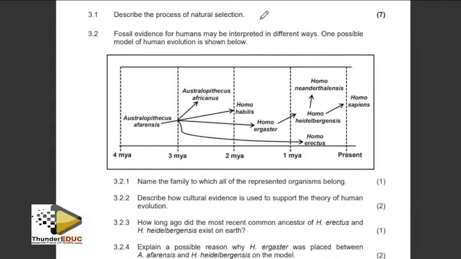Describe the process of natural selection. Now you see this one. You just explain. Now I explained it. You don't use any example. Yes. Okay. Now name. How many genera are indicated here?